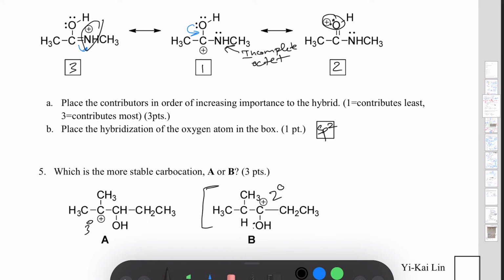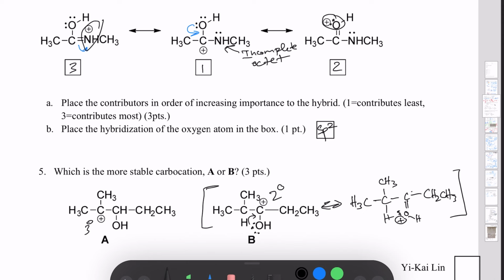Because in this case, the oxygen can donate a pair of electrons to that CO double bond, and that actually completes the octet of that carbon, so it no longer becomes a carbocation. And we end up getting a positively charged oxygen in place of that. But in this case, the oxygen still has a complete octet. So if you're comparing a compound that has a complete octet as compared to a compound that has an incomplete octet, you can tell right away that that compound is going to be more stable. The compound that has all its octets filled.